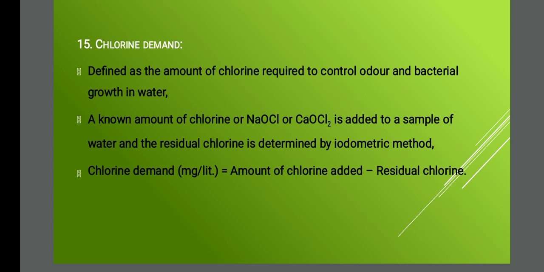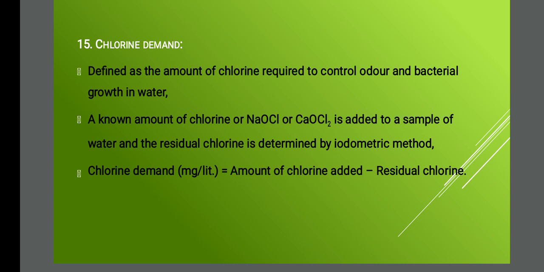Is it okay? So எப்படி chlorine demand கண்டுபிடிக்கணும்? Chlorine demand is equal to amount of chlorine added minus residual chlorine. Minus residual chlorine will give you the amount of chlorine demand. So chlorine demand is nothing but amount of chlorine added.